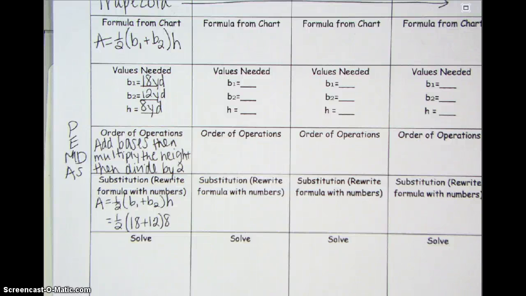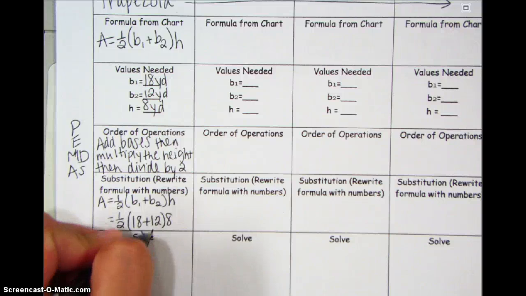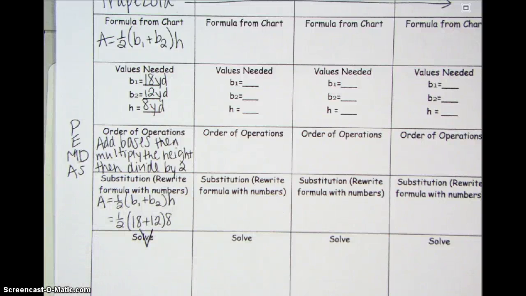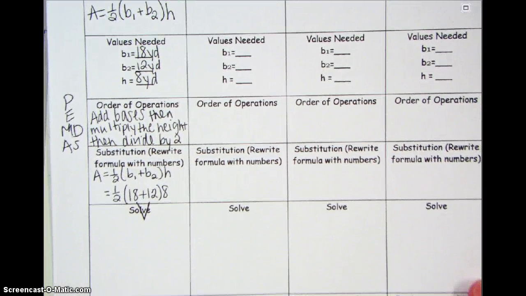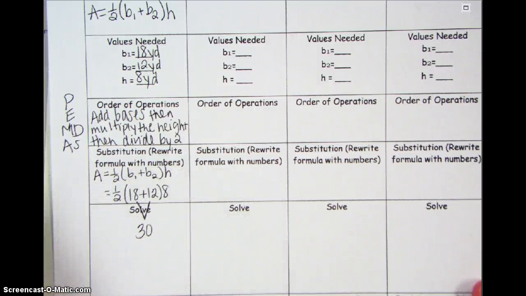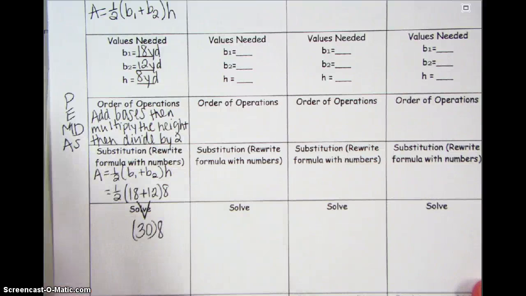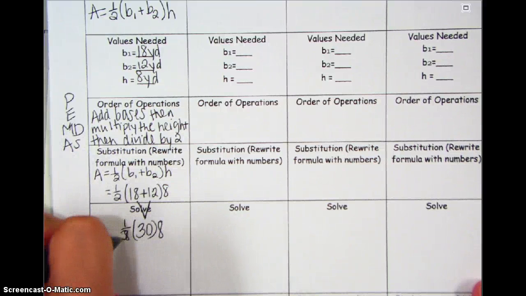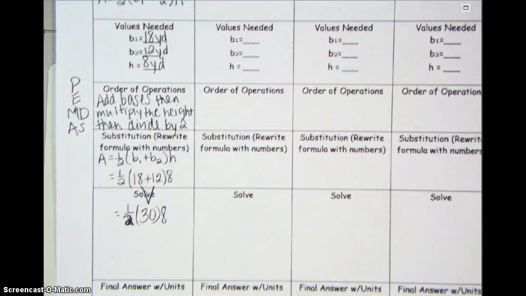Now when we start to solve this, again, we're going to do 18 plus 12 first. And 18 plus 12 would get me to 30. And then we still have to multiply that by 8 and figure out half of that. Sorry, I miswrote that.